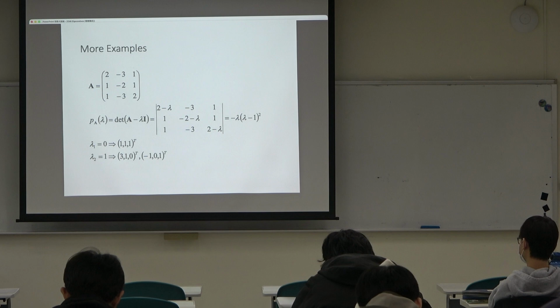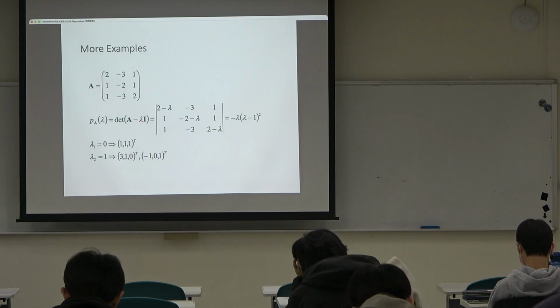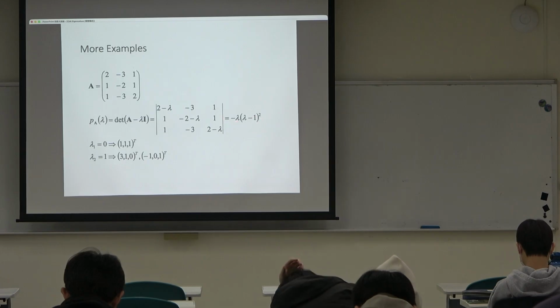Another example. Another given matrix A. Again, we try to calculate the characteristic polynomial of this given matrix A, which is the determinant of A minus lambda I. So you get this one. Again, you expand it and you get the roots, which will be 0 and 1.